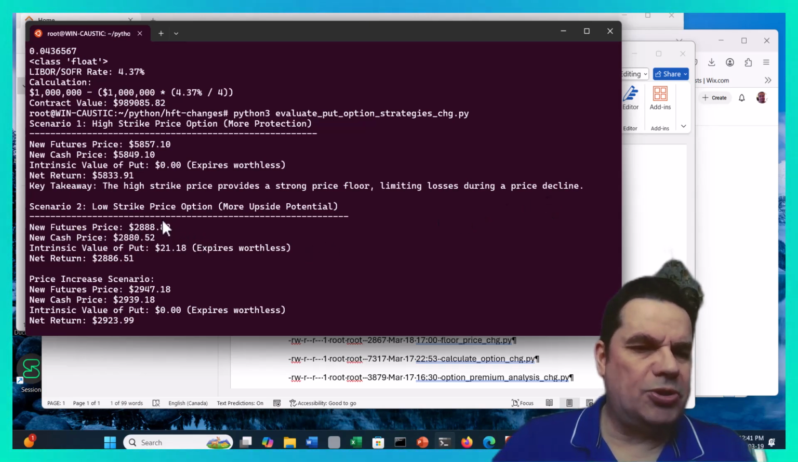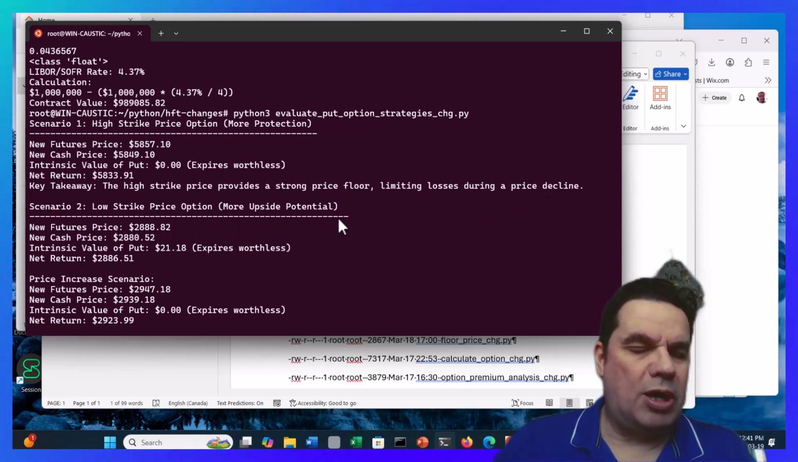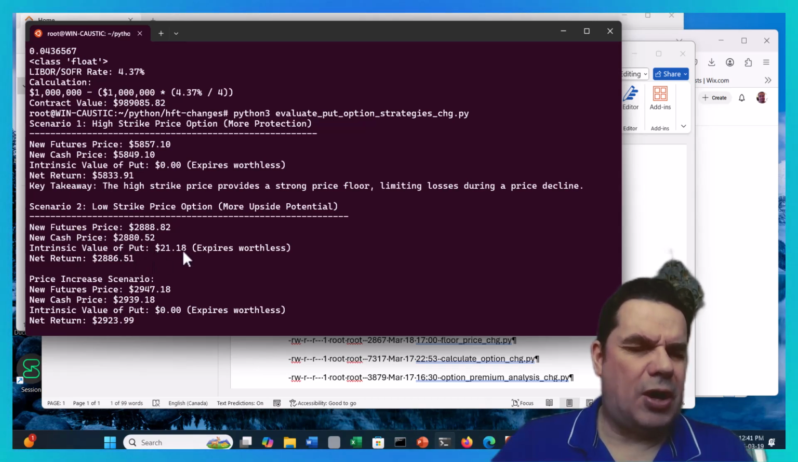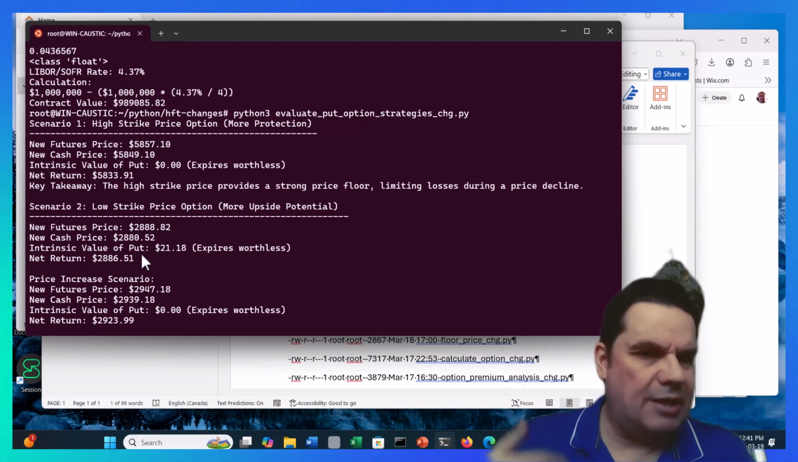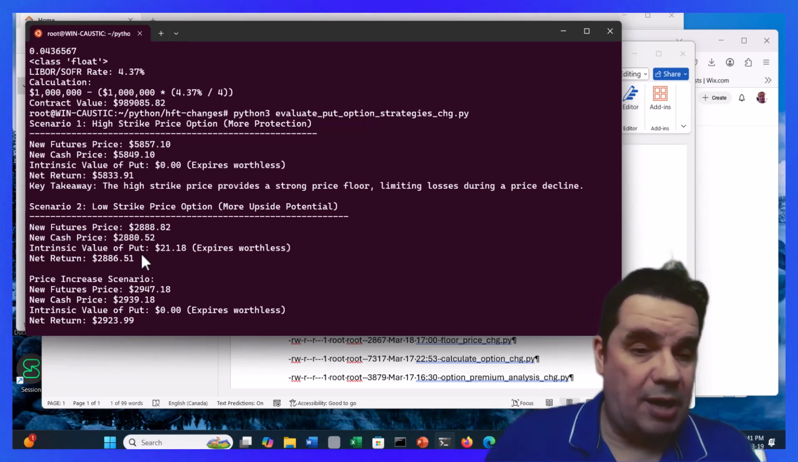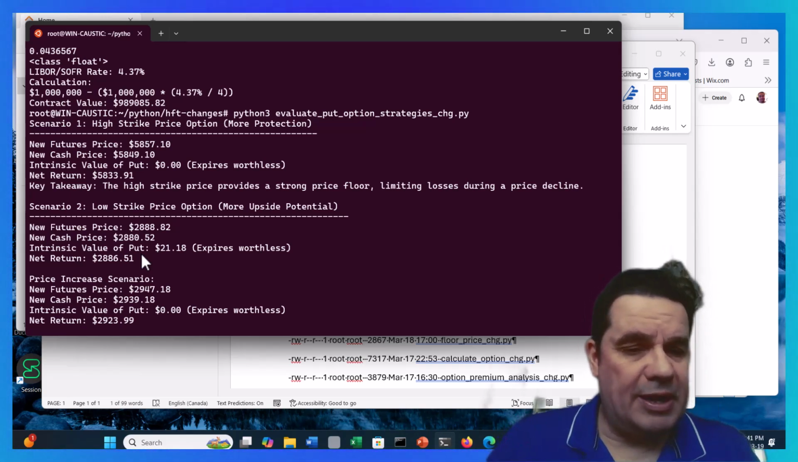So another scenario could be a low strike price, more upside potential. So you have a future price of 28.88, cash price at 28.80, intrinsic value at zero, expiring worthless, and the net return is 28.86. So again, this is all in development. Okay, this is just the mechanics of it. You may see the wrong data, the wrong results, and if you do, please let me know. I'd be very honored if you tell me that.